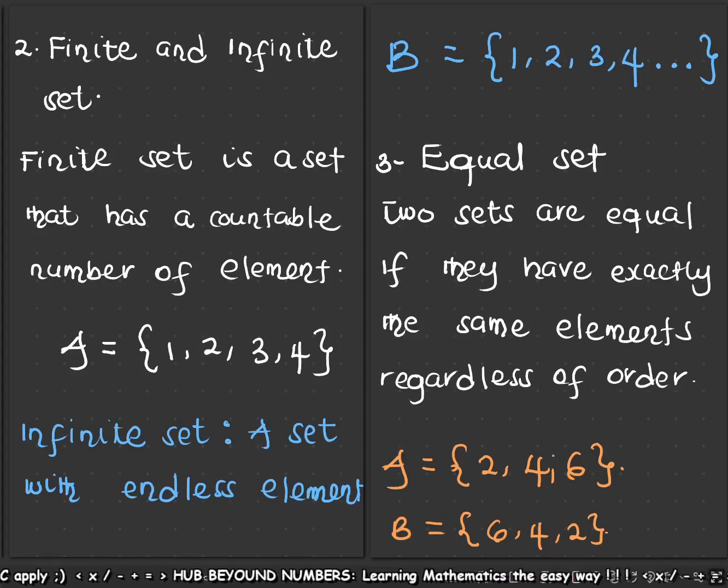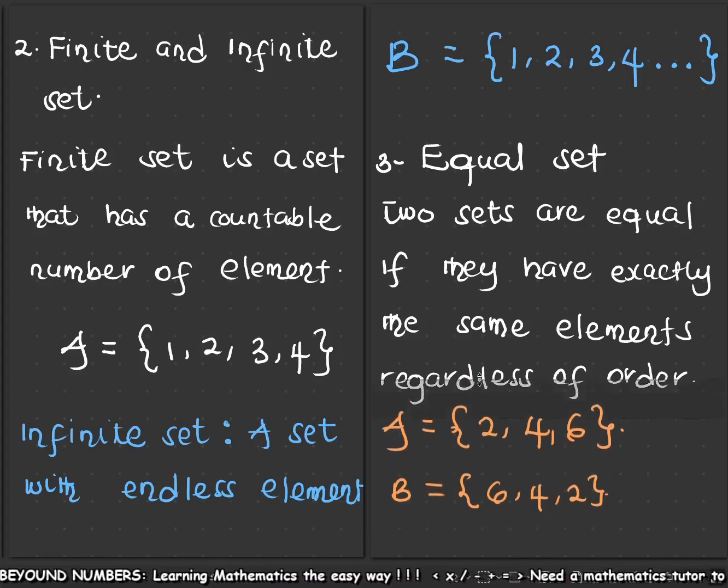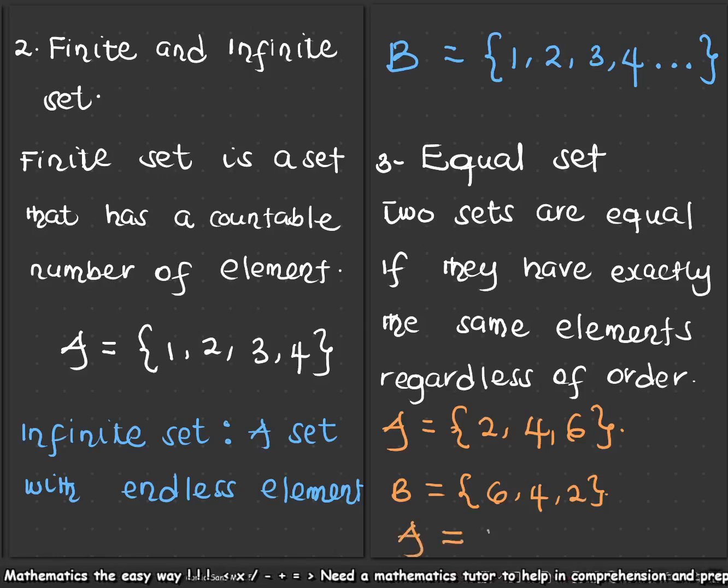If this happens, we say what? The two sets are equal because their elements are what? The same. And we just write it with the equal sign. So set A is equal to set B. As simple as that. Then comes another we call equivalent sets.